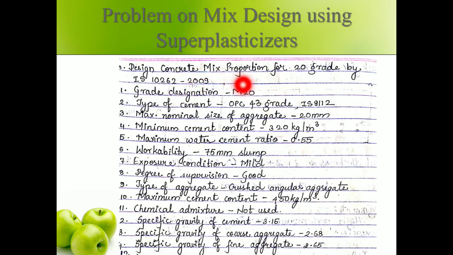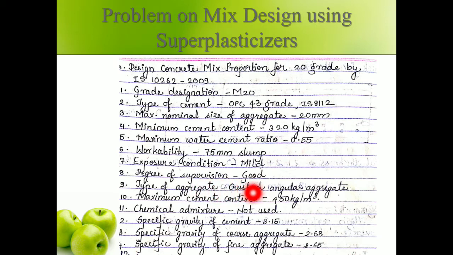Design concrete mix proportion for M20 grade by IS 10262 2009. Grade designation is M20. Type of cement is OPC 43 grade. Maximum nominal size of aggregate is 20 mm. Minimum cement content is 320. Maximum water cement ratio is 0.55. Workability is 75 mm slump. Exposure condition is mild. Degree of supervision is good. Type of aggregate is crushed angular aggregate. Maximum cement content 450. Chemical admixtures not used.